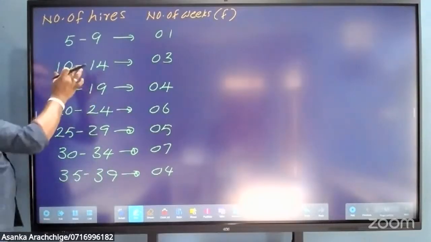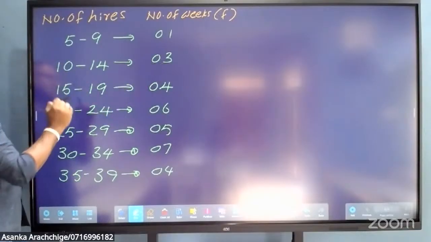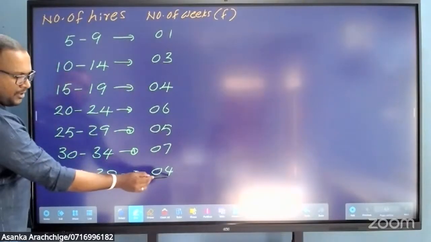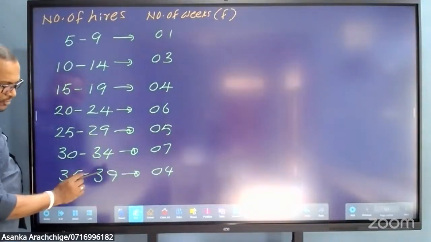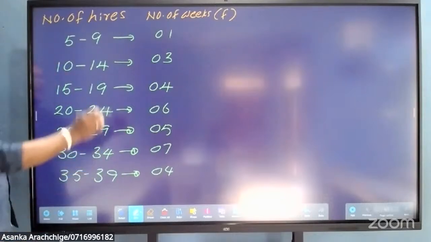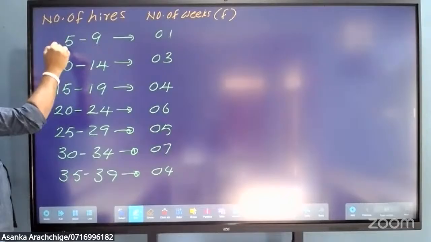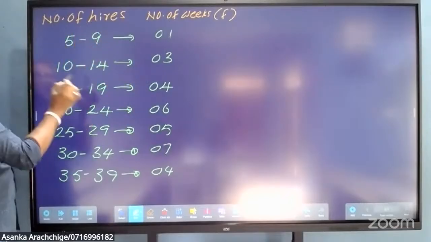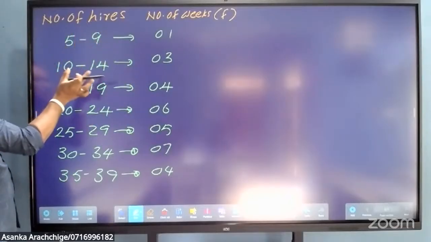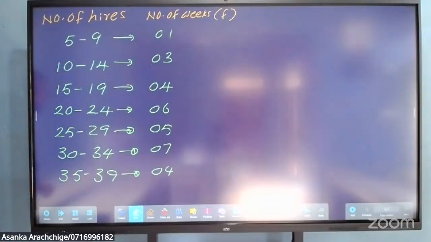Similarly, the same happens here. 3 weeks, the minimum 10, maximum 14. Here 4 weeks, minimum 35, maximum 39. That is, 1 week with 5 to 9 hires, and 3 weeks with 10 to 14 hires, and so on.